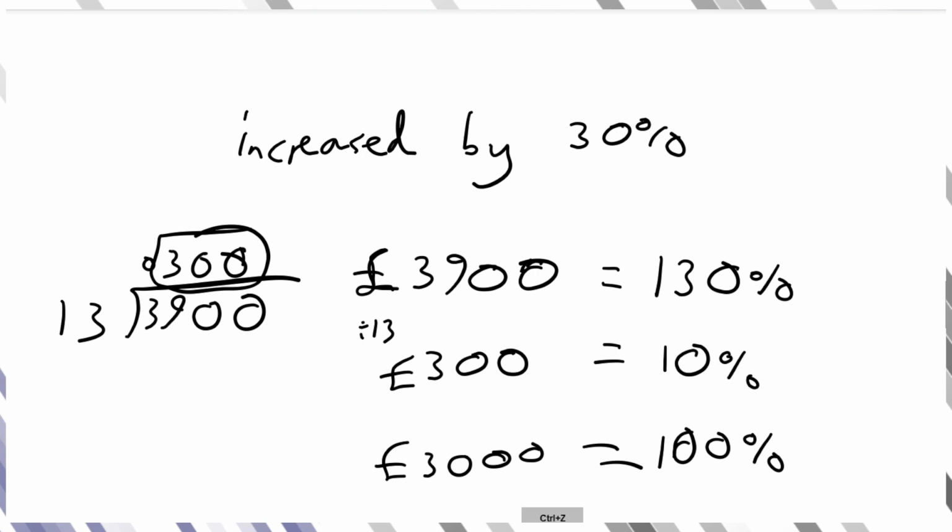We could think of that as increasing by 30%. Well, 10% of 3,000 is 300. 3 of those is 900. If we increase that by £900, we would get £3,900. So the original amount must have been £3,000.